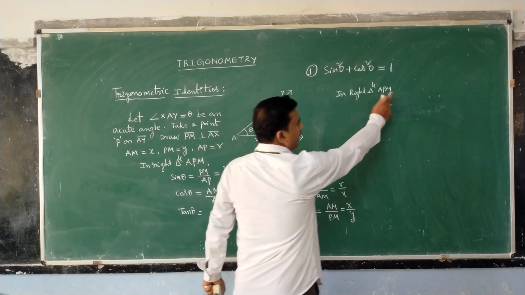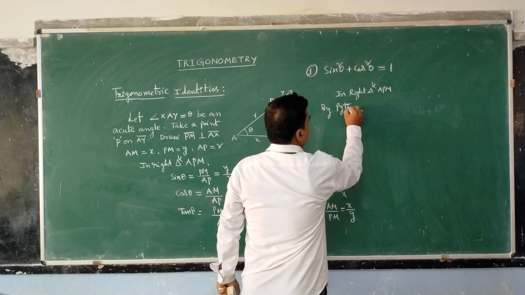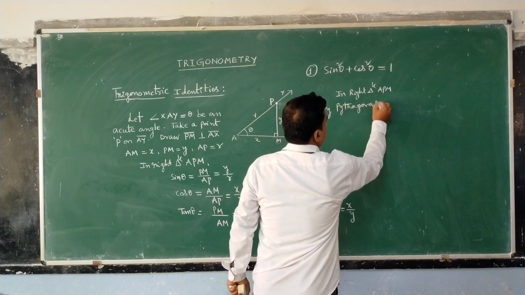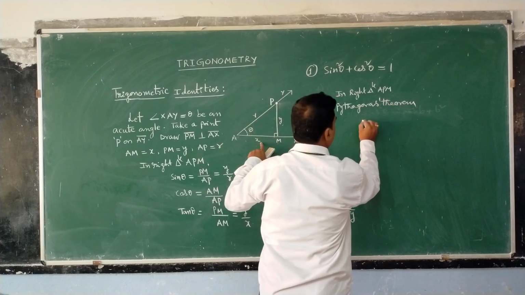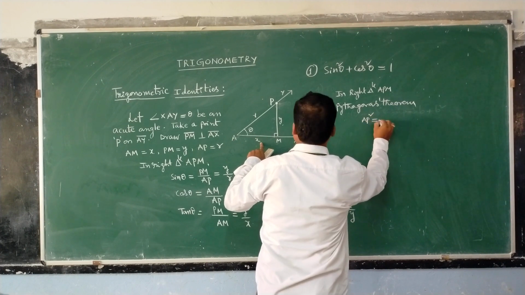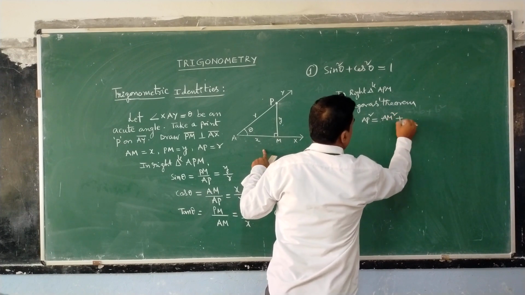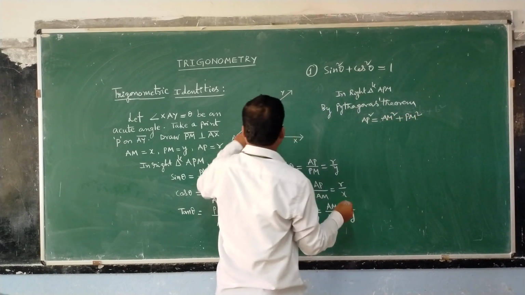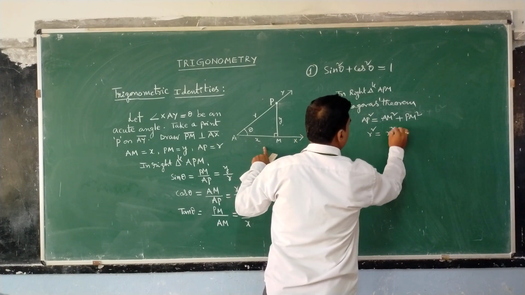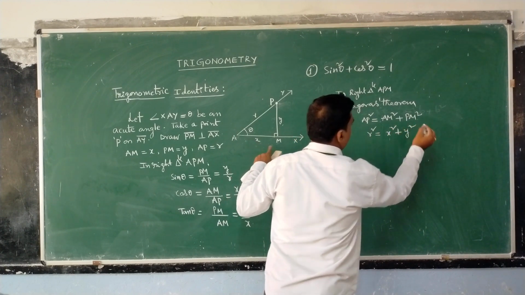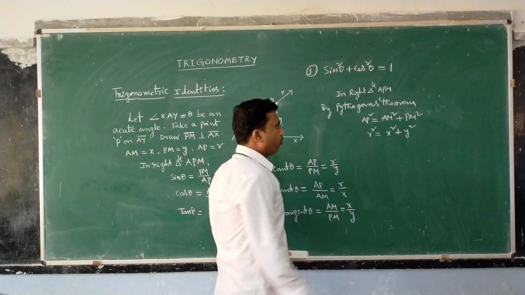So children, in the right triangle APM, by Pythagoras theorem, AP² = AM² + PM². That is, AP means r², is equal to AM means x², plus PM means y². So r² = x² + y².